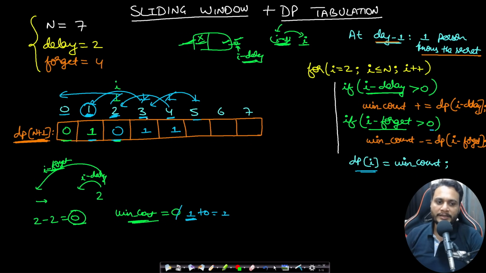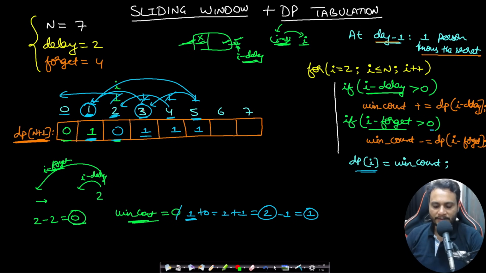Look at I minus delay, which is 3. Add this value, because we are sliding the window by one time. So if you add, it will become 2. And you need to subtract the I minus delay value, because that is going out of bound. So this 1 needs to be subtracted. So here the value will be 1. That means only one person will be activating this 5, which will be this 3.